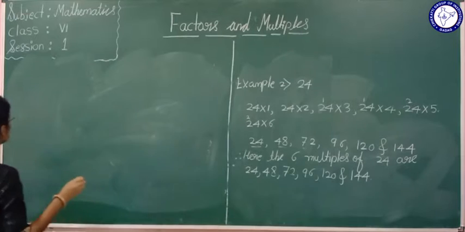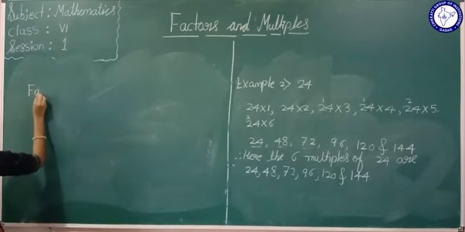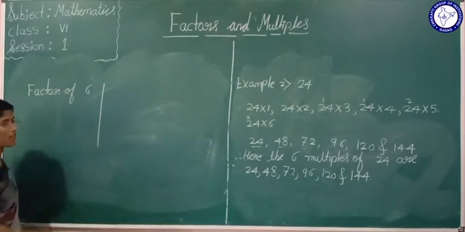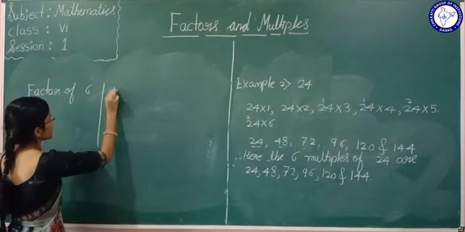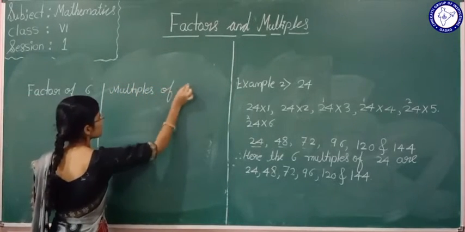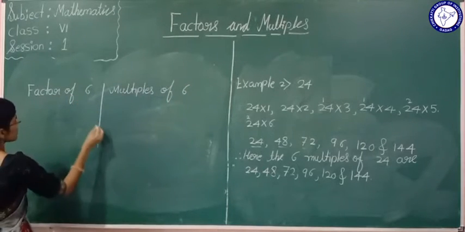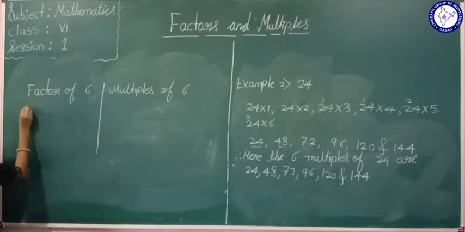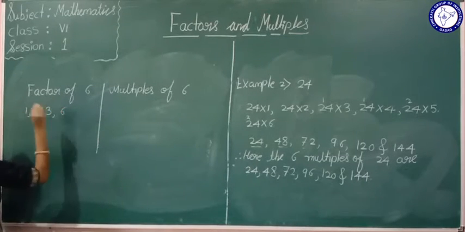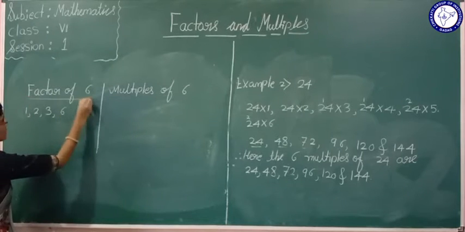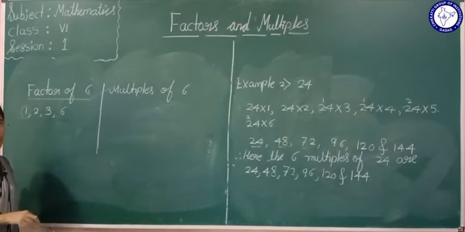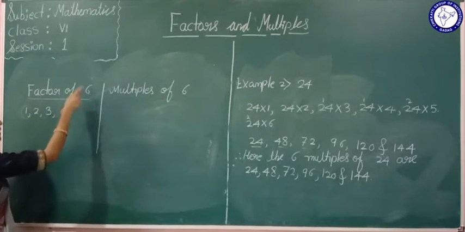Now see my question here. Factors of 6 and multiples of 6. You are now so thorough about factors and multiples. So what are the factors of 6 here? It's 1, 2, 3, 6. These are the factors of 6, meaning each of these numbers divides 6 exactly.